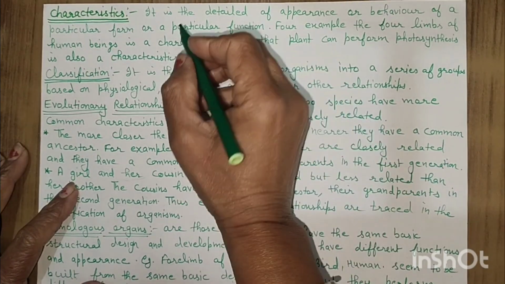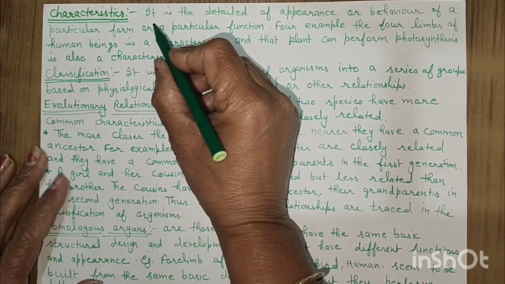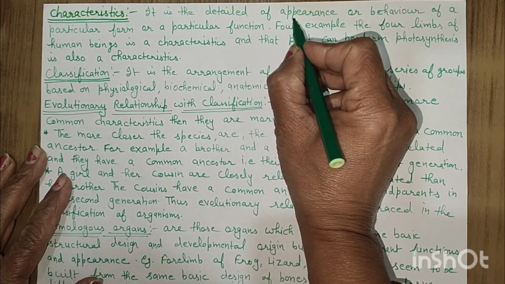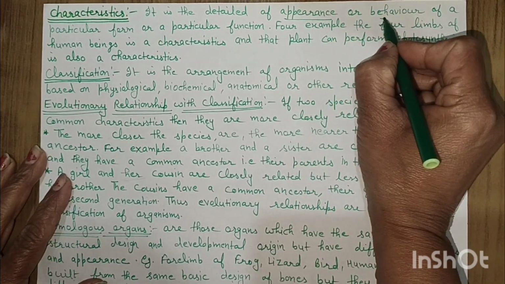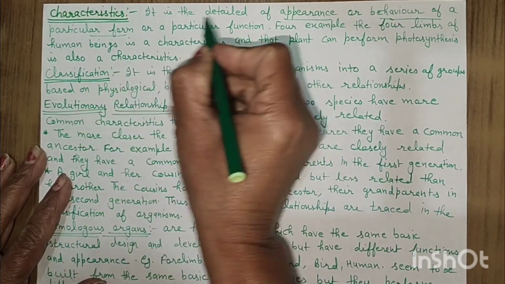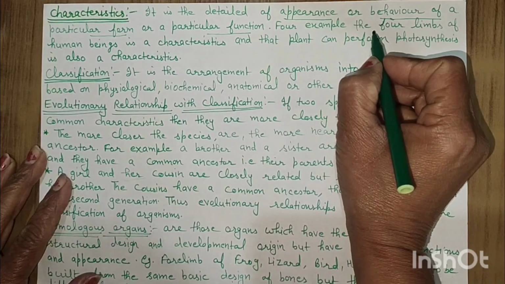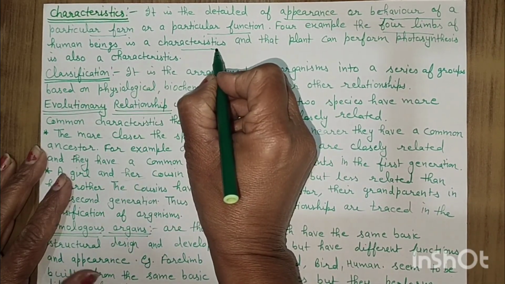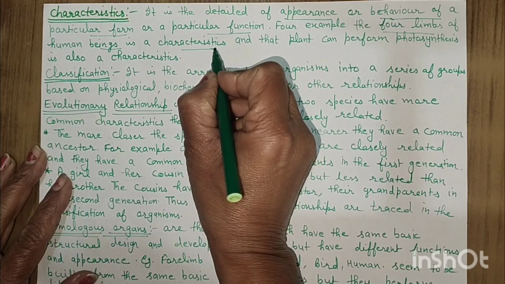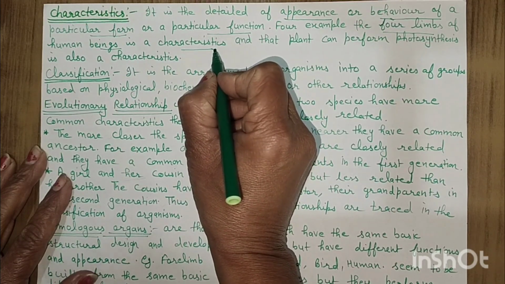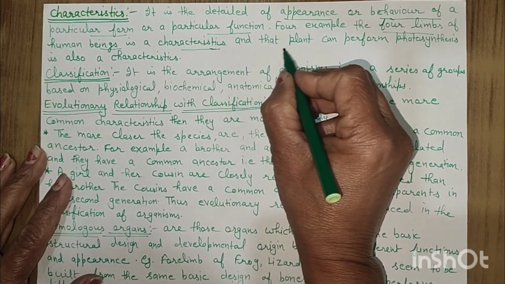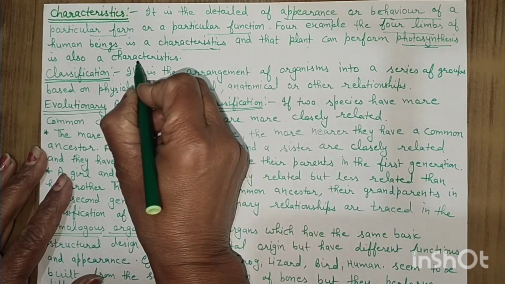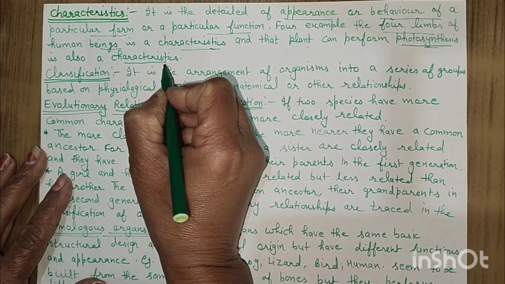Students, today we will discuss the second half of heredity and variation. Now, what are characteristics? It is the detailed appearance or behavior of a particular form or function. For example, the four limbs of the human being, two hands and two legs, are characteristics of the human being, and a plant can perform the process of photosynthesis. This photosynthesis is also a characteristic of the plant.